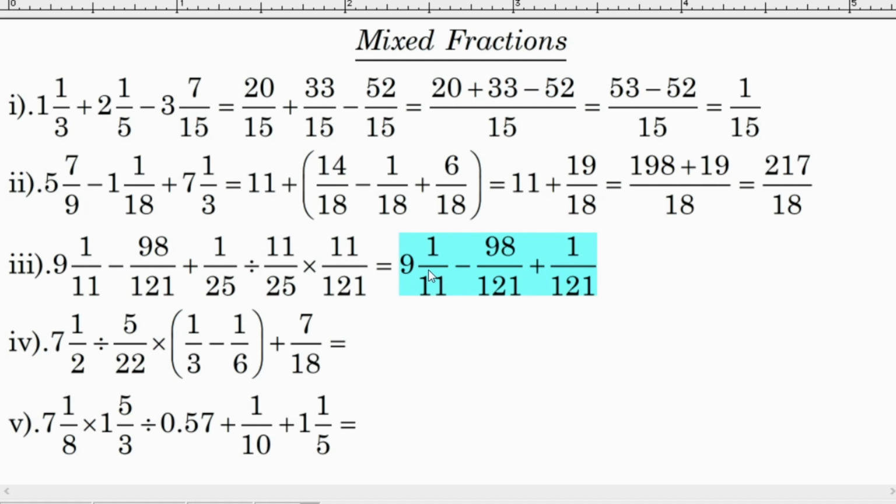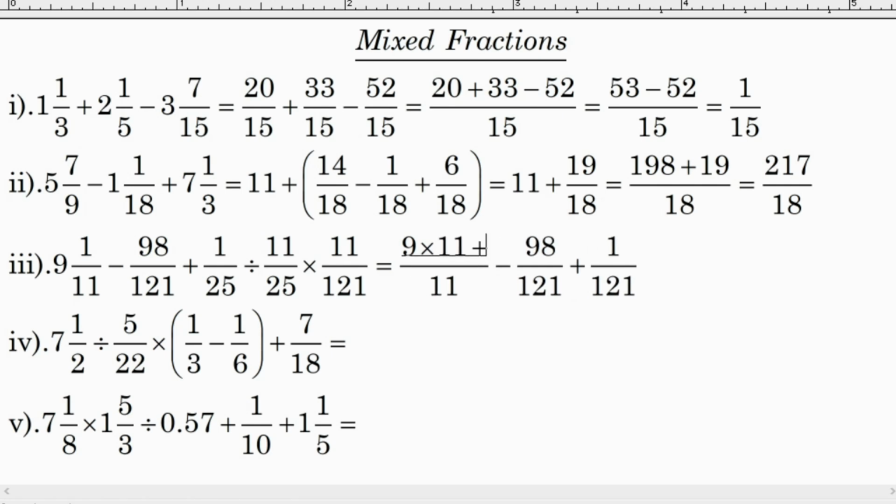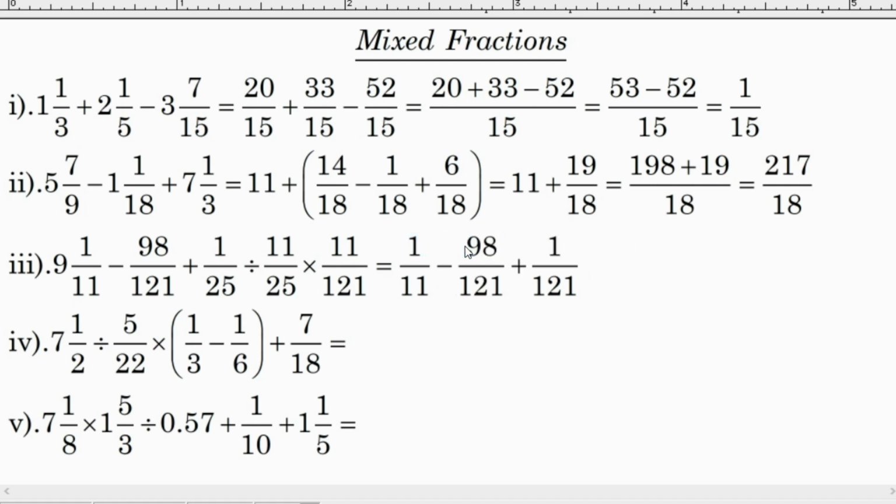So what we have here, we have to turn the mixed fraction here to a normal fraction. So that will be equal to 9 multiply with 11 and then plus 1. So 9 multiply 11 equal to 99 and then plus 1 equal to 100. Okay, so as we can see here, we have only 11.